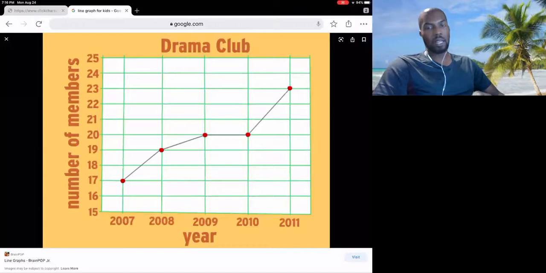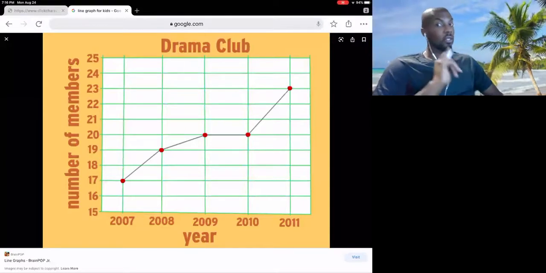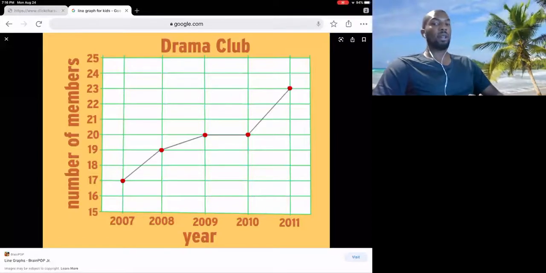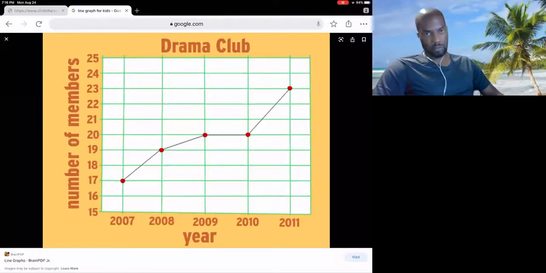members were there in 2008 compared to 2011, all I would need to do is what? I'll give you 10 seconds. How many fewer members in the drama club were there in 2008 compared to 2011?